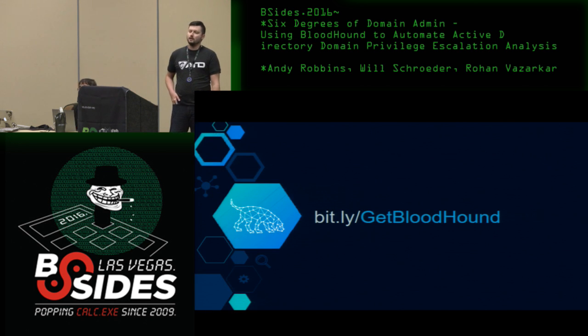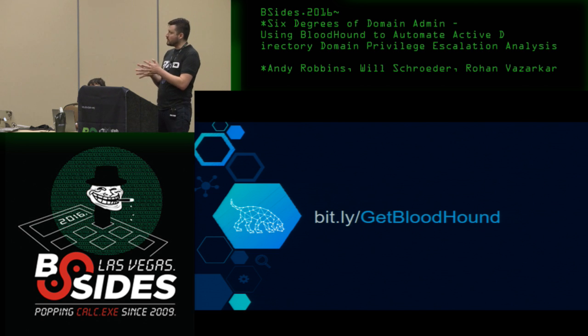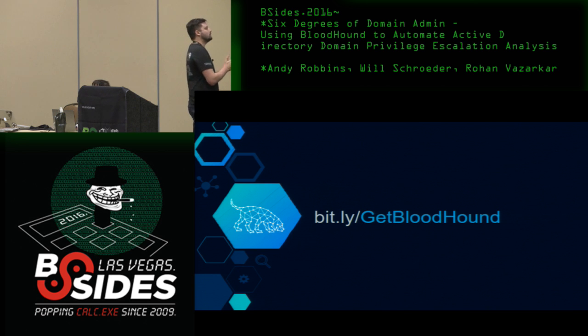Awesome. So, DEF CON, Saturday, 1 p.m., track 1, is when we will be making BloodHound free and open source. We have a couple of things we need to tweak. We're not quite ready to release it right now. At that time, go to bit.ly/getBloodHound. That'll redirect you to the GitHub repository where you can download BloodHound.